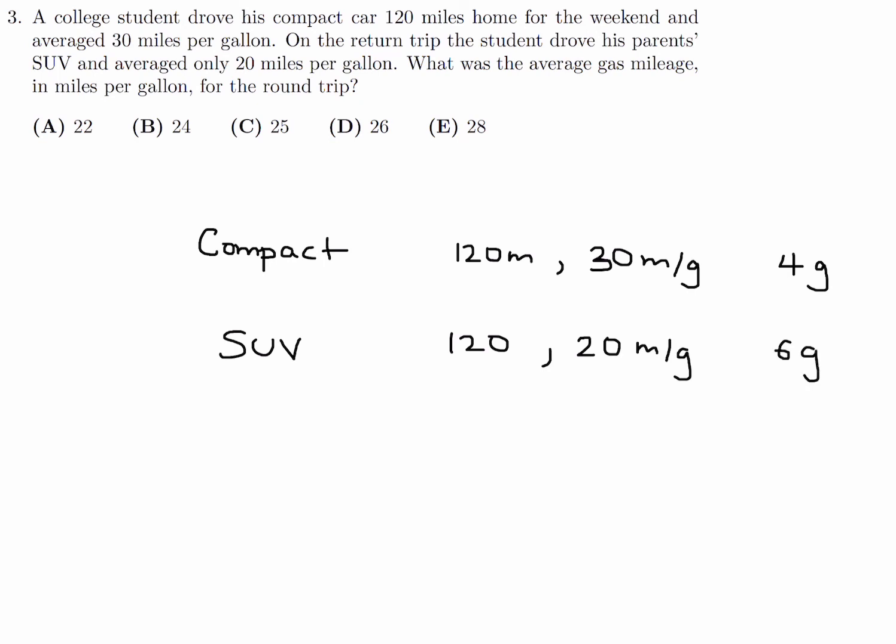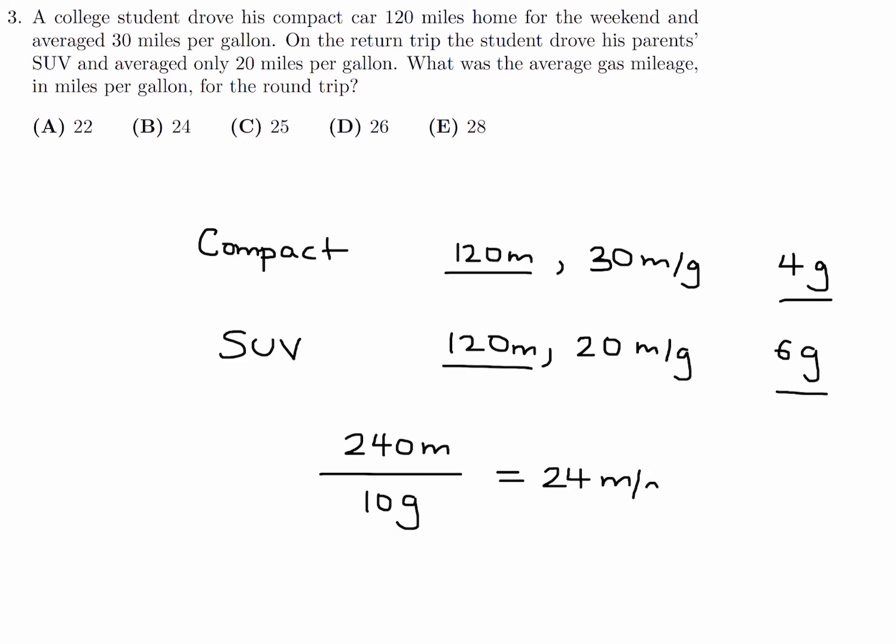And therefore, if we have to figure out the total average, we have to first figure out how much total distance did he drive. Well, he drove 120 and then another 120, so 240 miles. And then we have to divide by the total number of gallons. 4 gallons using the compact car and 6 gallons using the SUV, so that's a total of 10 gallons. And therefore that is 24 miles per gallon. That is the average gas mileage in miles per gallon for the round trip. So number 3, the answer is B.